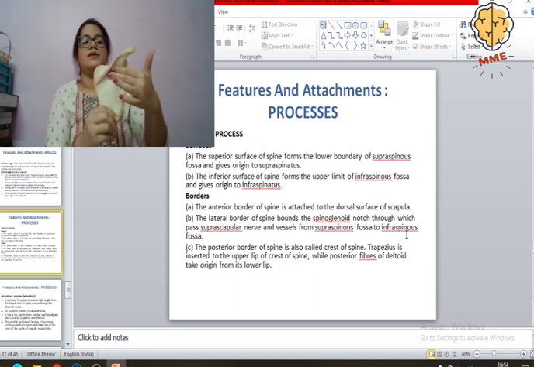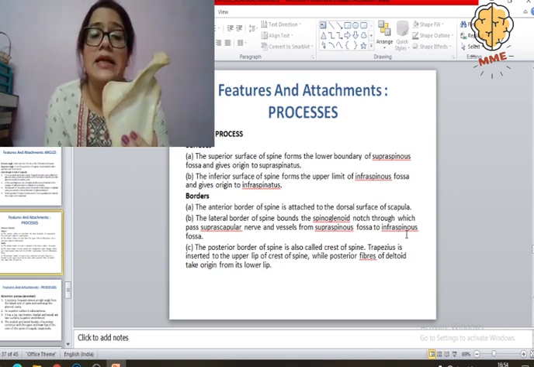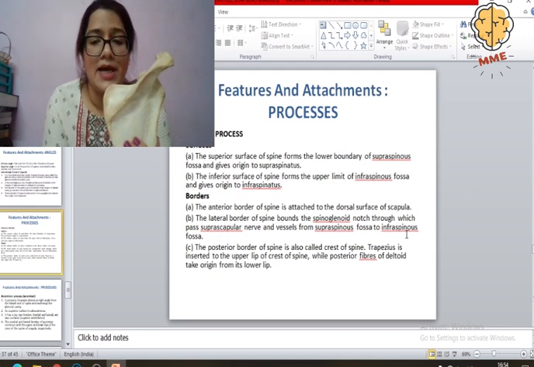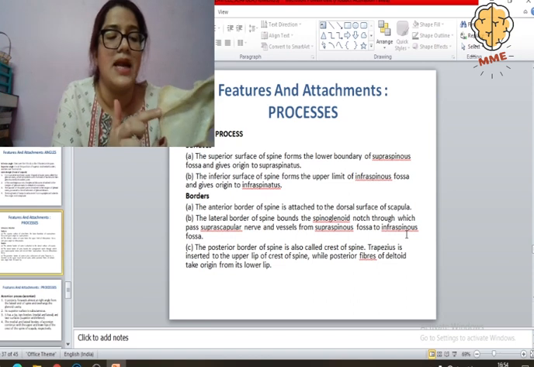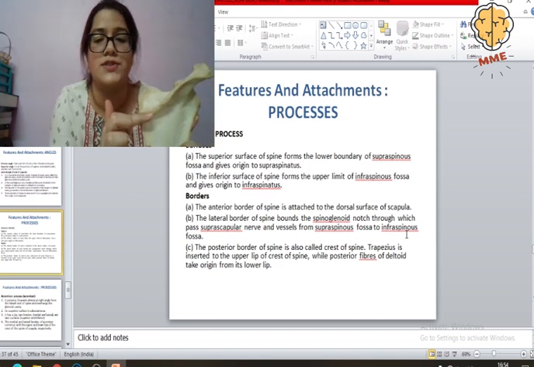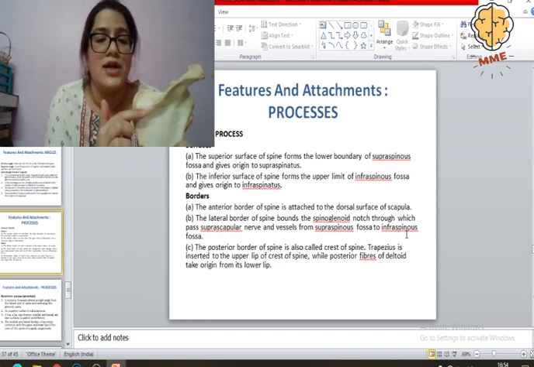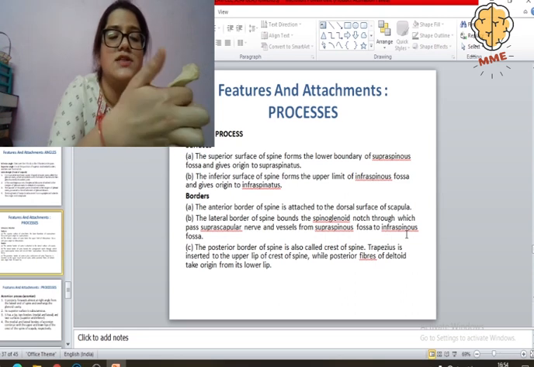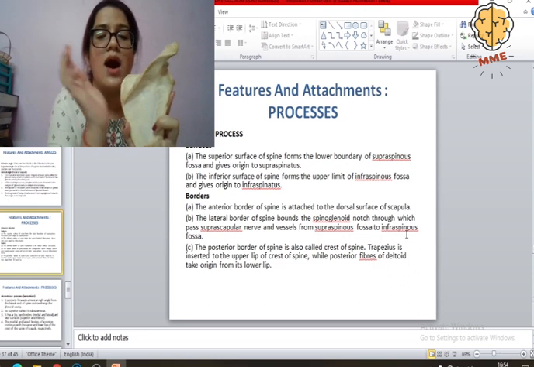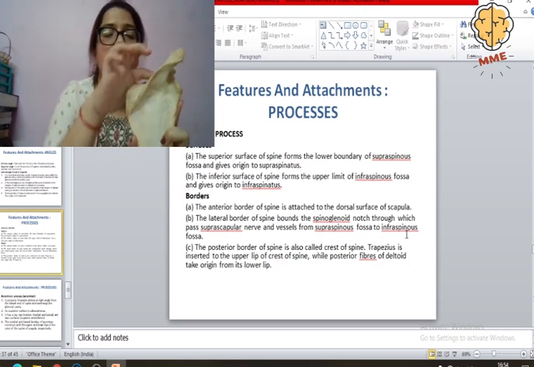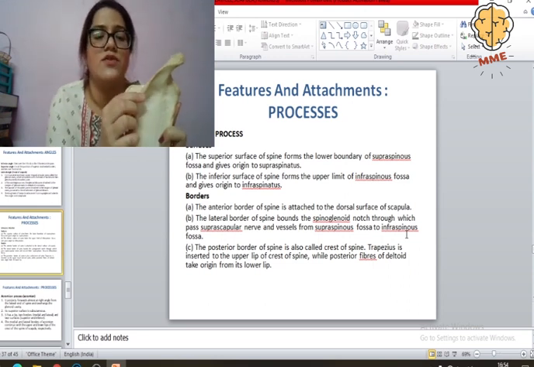Borders, very important. The anterior border of the spine is attached to the dorsal surface of the scapula. We can see the anterior border is attached to the dorsal surface of the scapula. The lateral border of the spine bounds the spinoglenoid notch, through which pass the suprascapular artery and nerves into the infraspinous fossa from the supraspinous fossa.